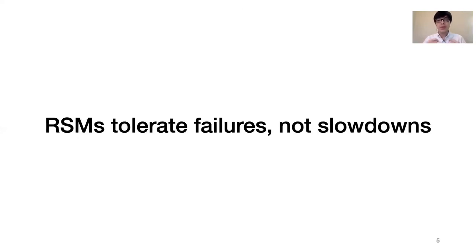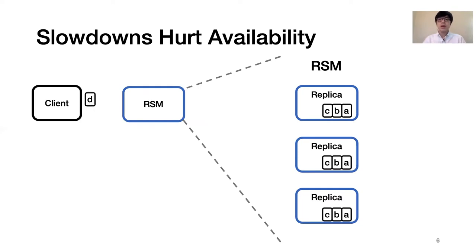Unfortunately, the mechanisms built into RSMs to tolerate failure do not tolerate slowdown. Here is what happens when a replica in an RSM becomes slow. The entire RSM becomes slow and responses to clients are slow too. In turn, this hurts availability because a service that does not respond in time is not meaningfully available. Thus, we need slowdown tolerance. We need RSMs that remain fast despite slow replicas.